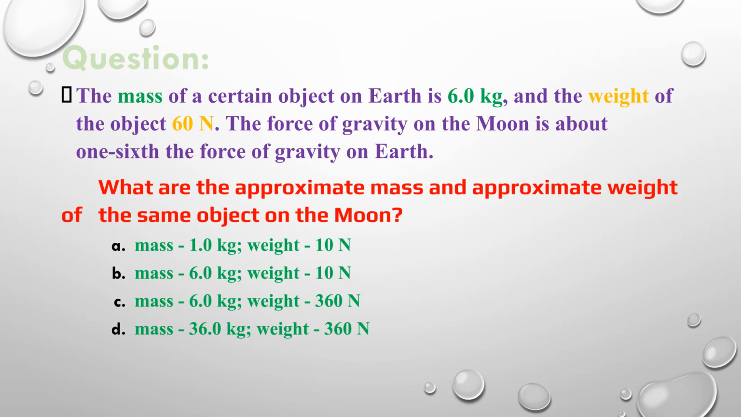Let's consider a question. If an object has a mass of 6.0 kilograms and a weight of 60 N on Earth, and the Moon's gravity is 1/6 that of Earth, what are its approximate mass and weight on the Moon? The correct answer is 6.0 kilograms mass and 10 N weight.